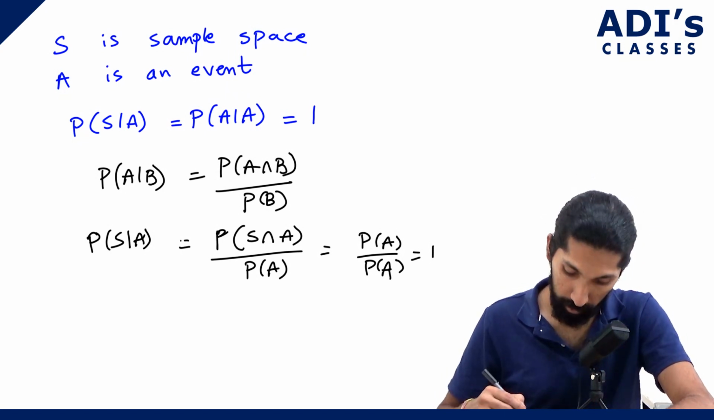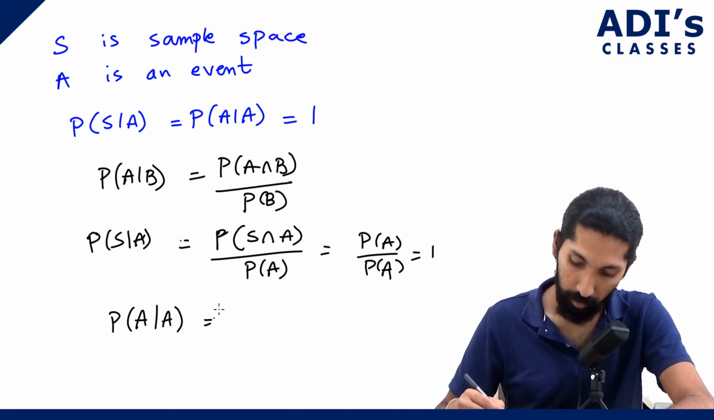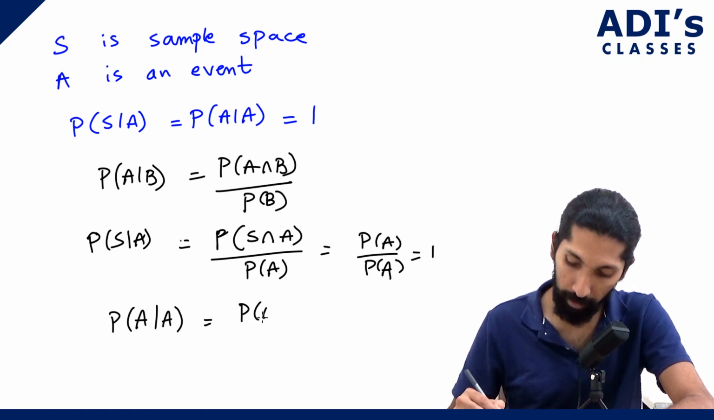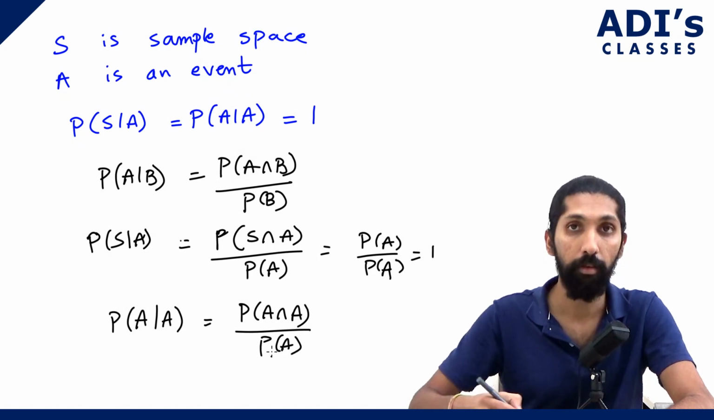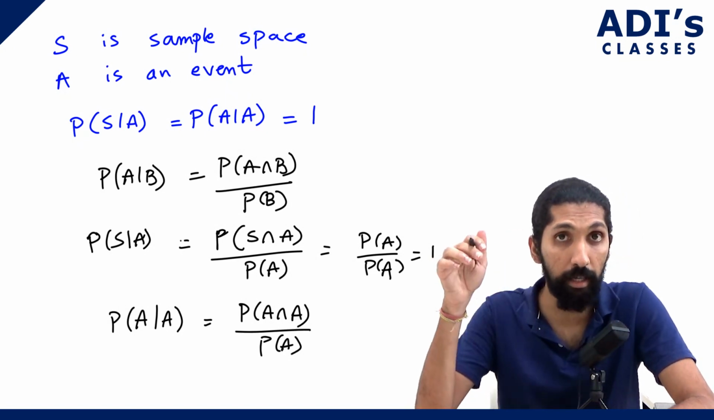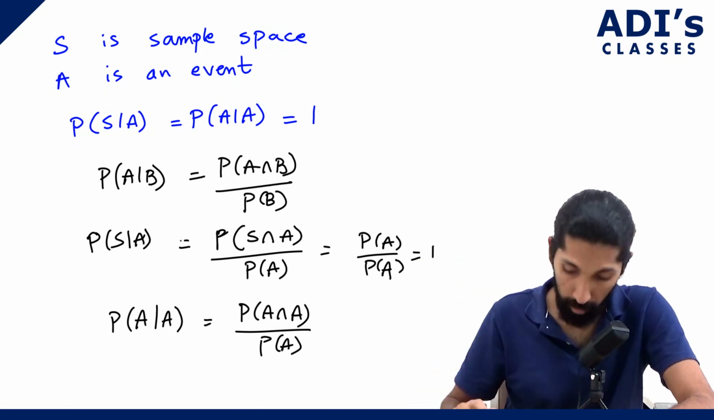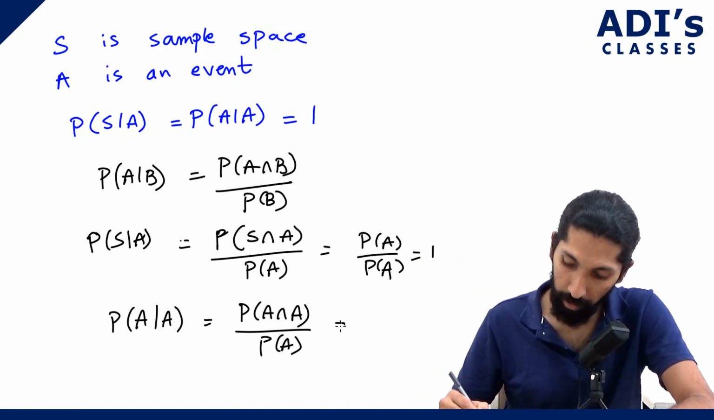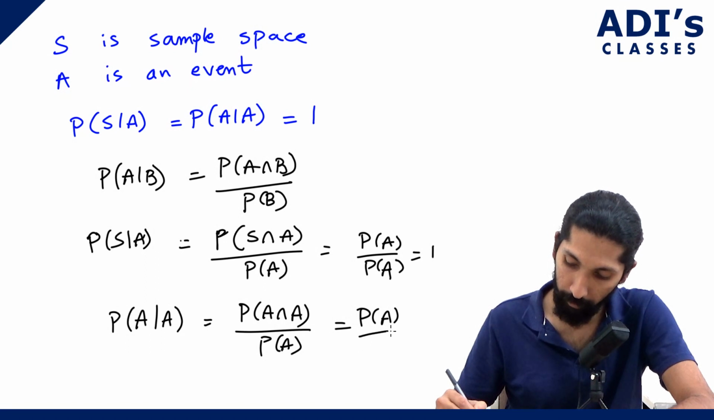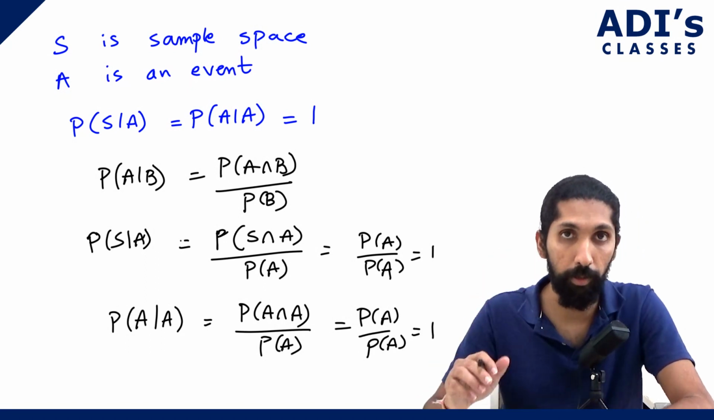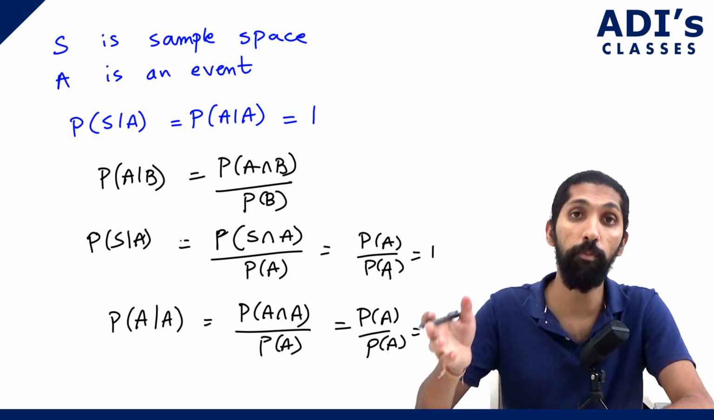The second one, P of A given A, is going to be P of A intersection A divided by P of A. A intersection A is A itself, so we can write this as P of A divided by P of A, which is 1. This is the first property. Now we'll move on to the second one.